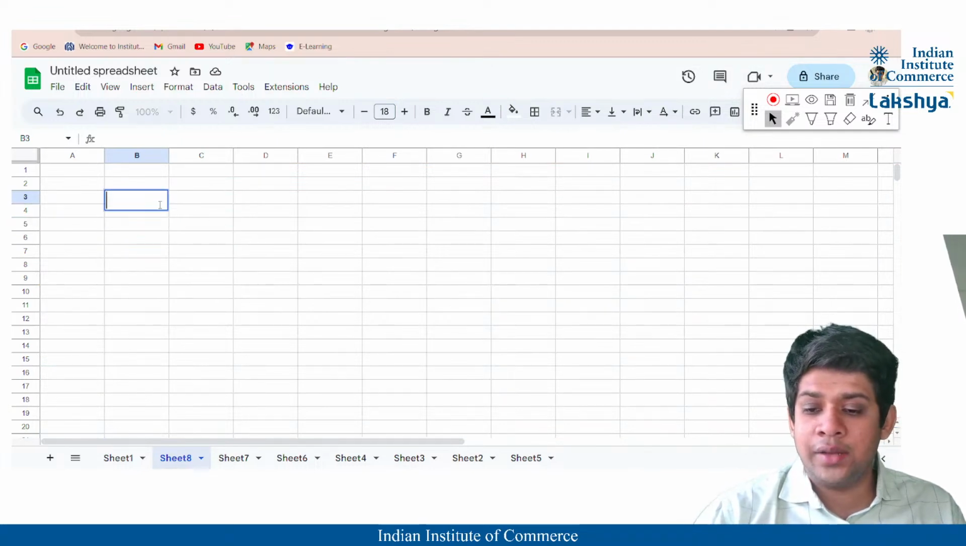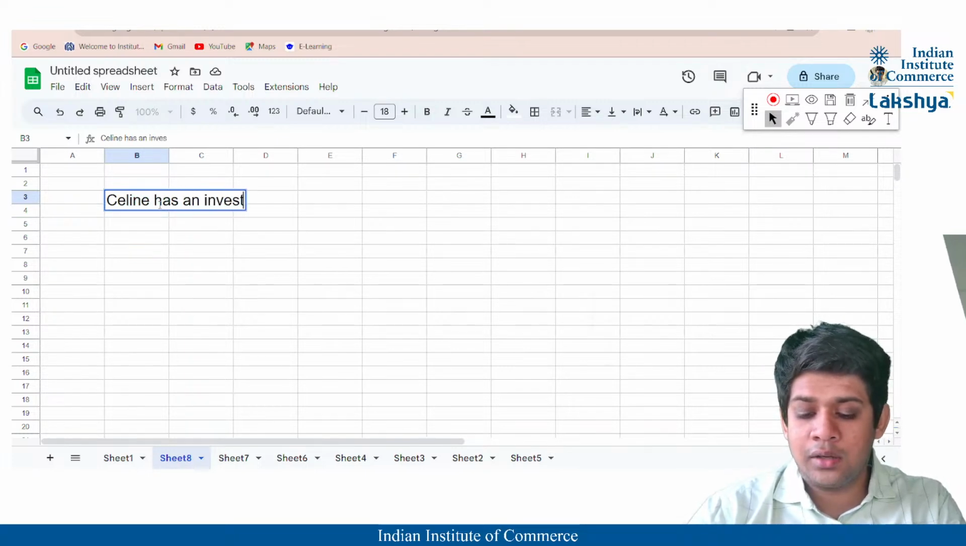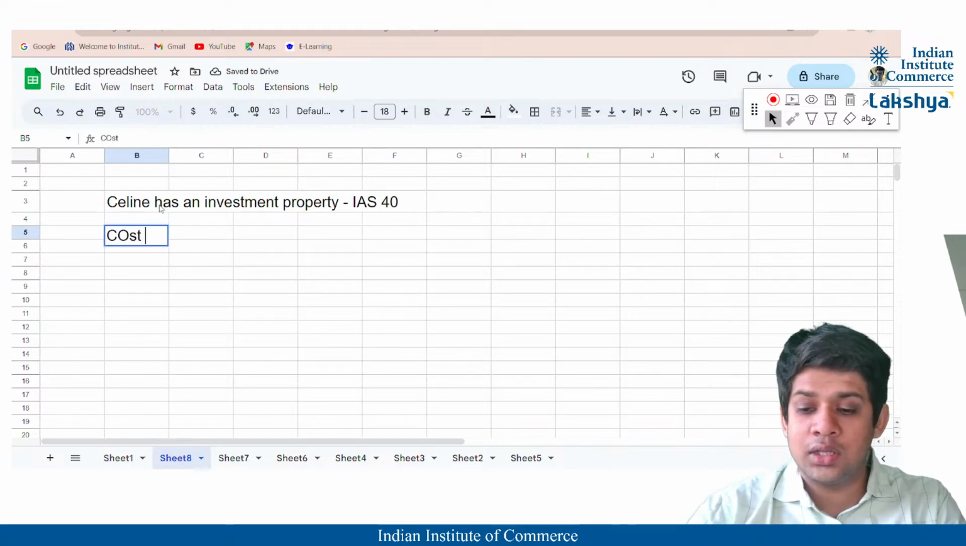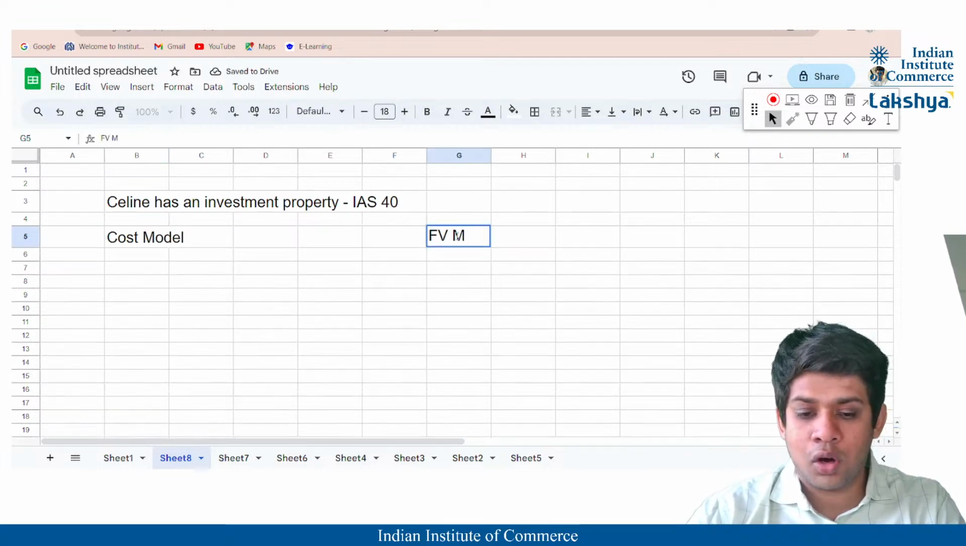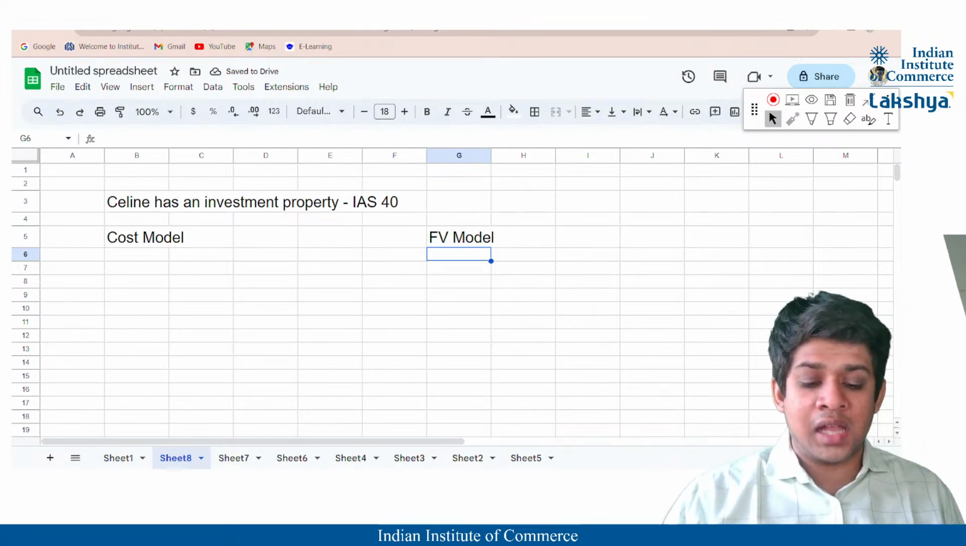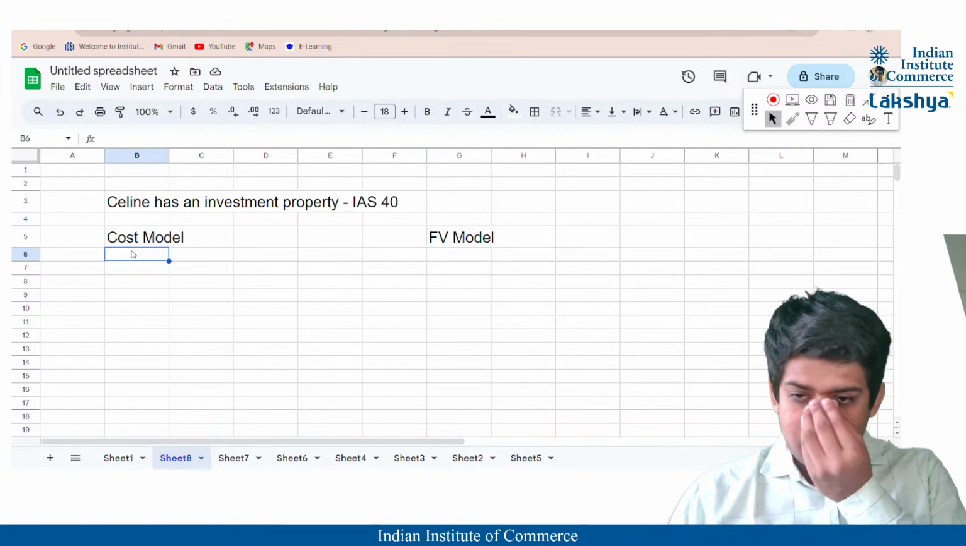So, guys, firstly, Celine has an investment property. So she will account for it under IAS 40. Under IAS 40, there are two models available, that is the cost model and the fair value model. Right? Now, what will be the measurement of the property as per the cost model and as per the fair value model? That is what we are supposed to understand, right?